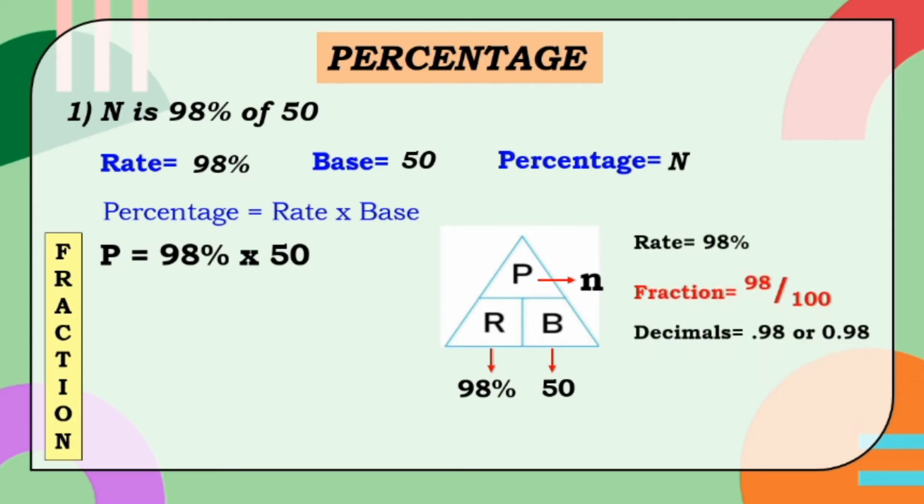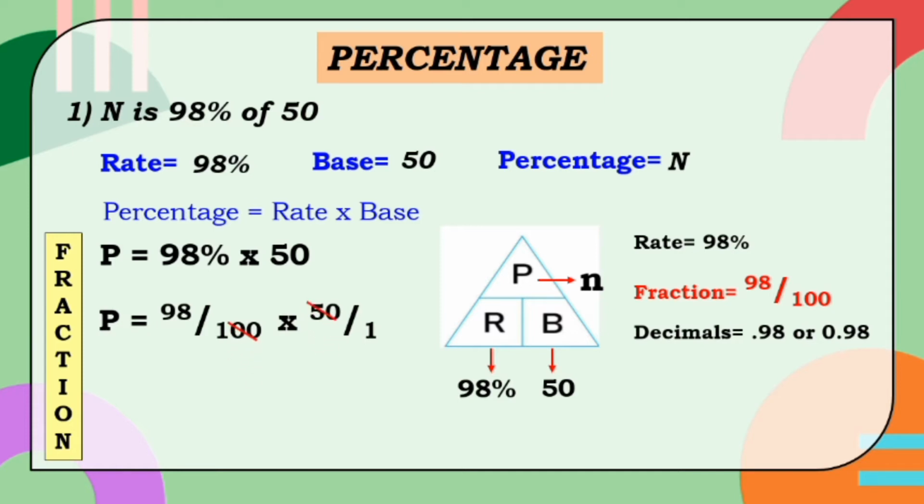I-convert natin ang 98% sa fraction. So, we have 98 over 100. P equals 98 over 100 times 50 over 1. Nilagyan lang natin ng 1 ang 50 na whole number para maging fraction.